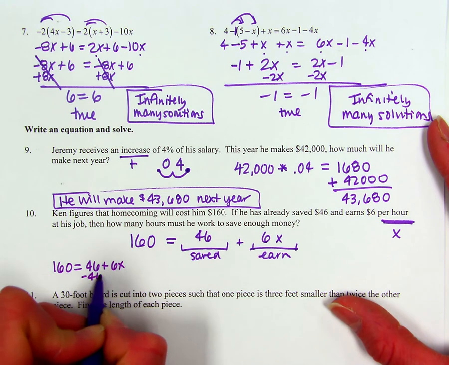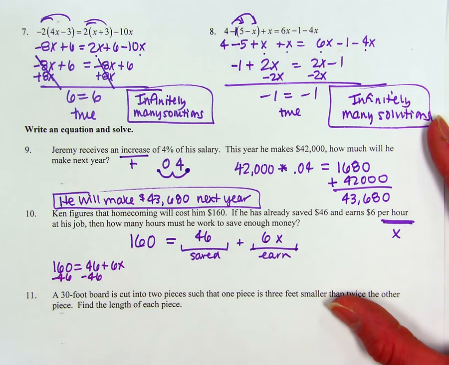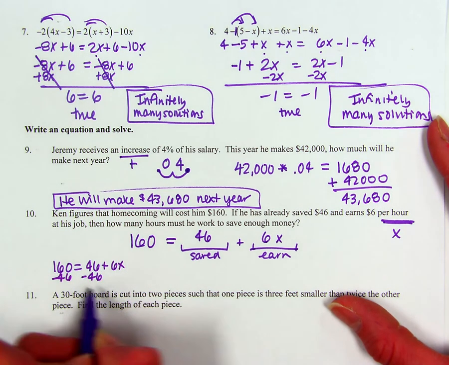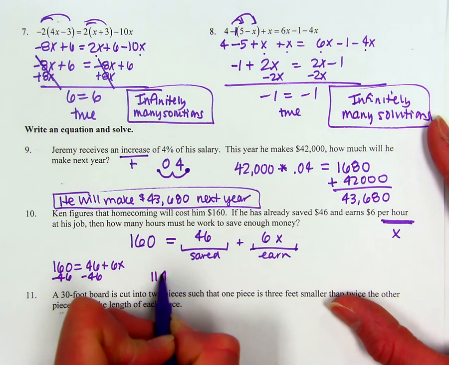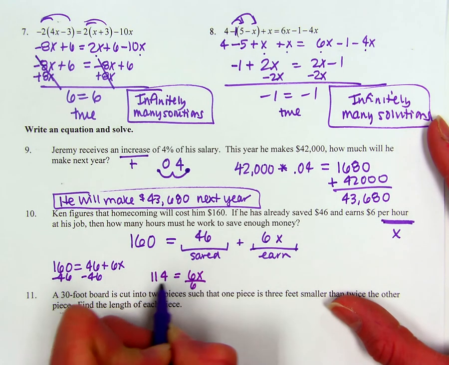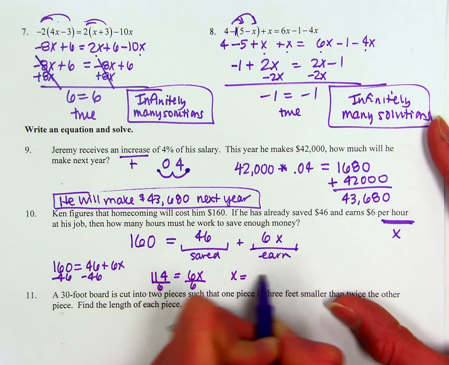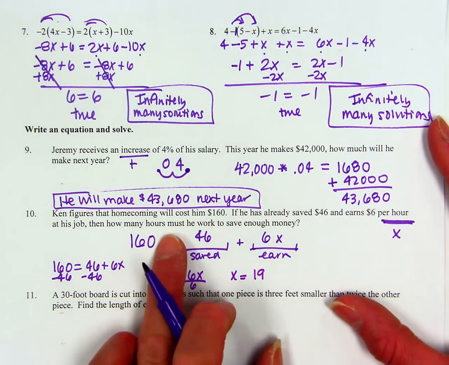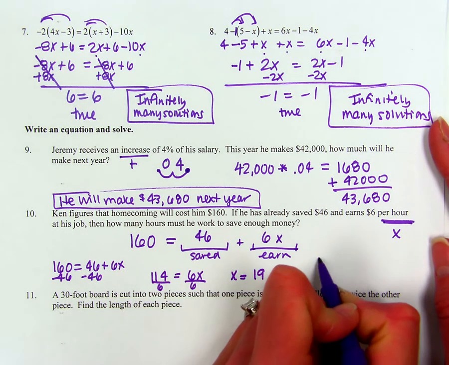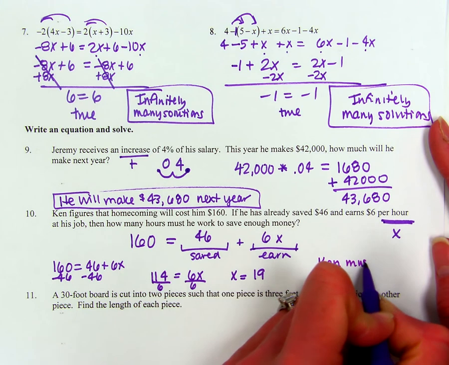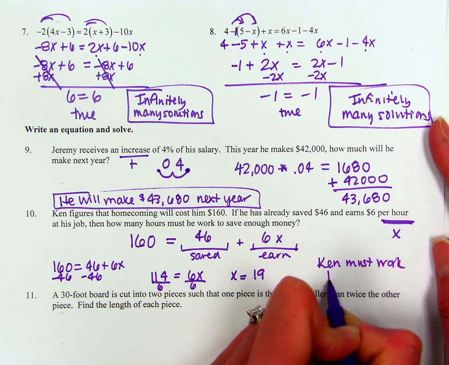So if we move our numbers to the other side, 160 minus 46 is 114. And then divide by your coefficient. So if you do that, you get 19. Now, make sure you answer the question. How many hours must he work? So Ken must work 19 hours.